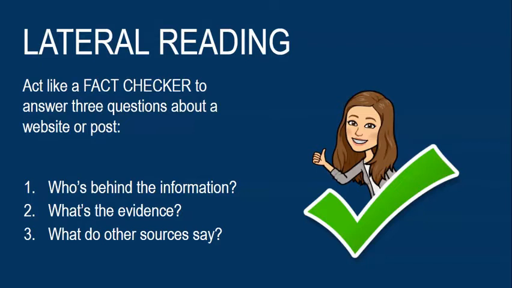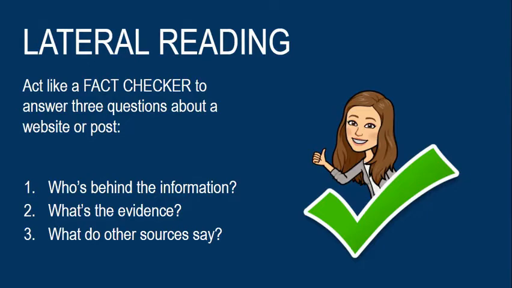When you read laterally, you act like a fact checker to answer 3 questions about a website or a post. First, who's behind the information? Second, what's the evidence? And third, what do other sources say? These are the big questions that will help you decide whether you should use a website for your research paper or whether you should share or even believe a post you encounter on social media.